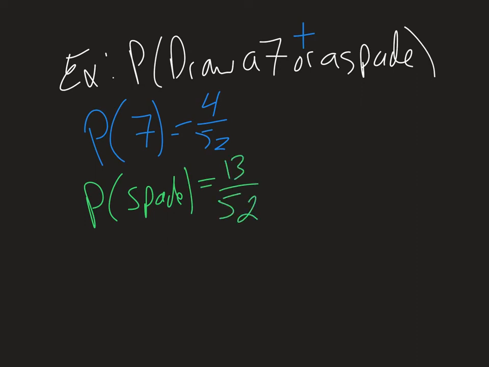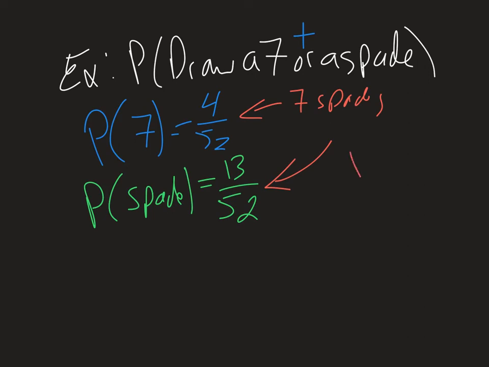But here's the thing. This includes the 7 of spades, and so does this one. So I'm double counting here. I wouldn't want to add them up because I'd be double counting that 7 of spades. It would have been counted twice, and there's not two 7 of spades in a deck. So there's a couple ways you can think about it. Since we know a lot about a deck of cards, we can kind of reason it out.